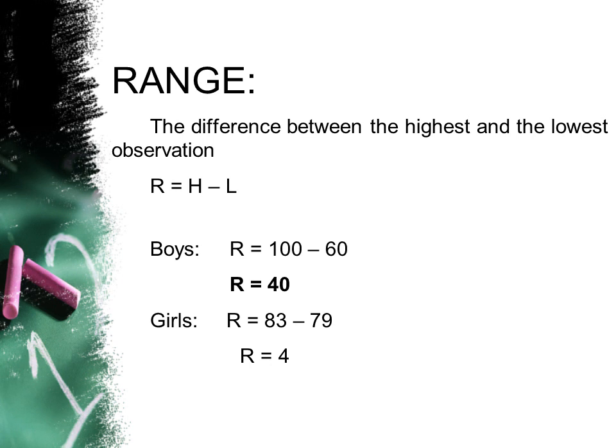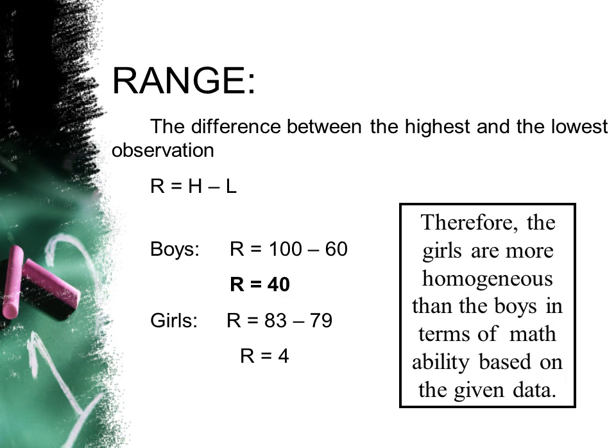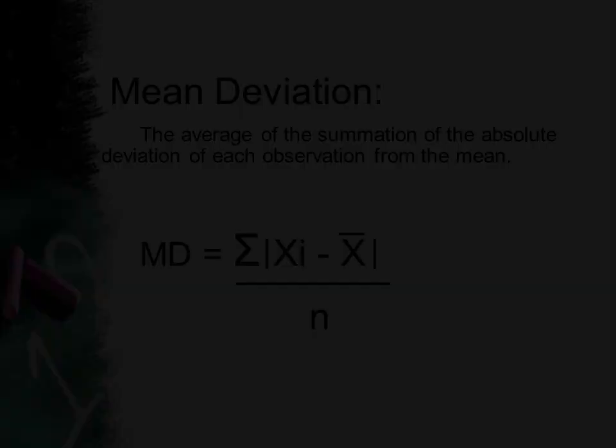So, dito pa lang makikita natin na mas malaki ang value ng range ng boys kaysa sa girls. So, we can definitely say that mas uniform, mas homogeneous, that's the term that we are using, ang data ng mga babae kaysa sa lalaki. The girls are more homogeneous than the boys in terms of math ability based on that given data. So that is how you interpret the data about the boys and the girls scores.